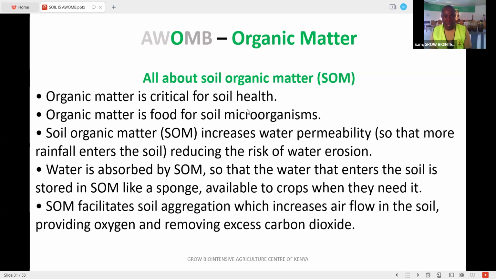So a few facts about organic matter. Organic matter is critical for soil health. That is true. Organic matter is food for soil microorganisms. It also increases water permeability. I think I've talked about that. Organic matter comes from compost and other manures. But we have to understand the differences between.